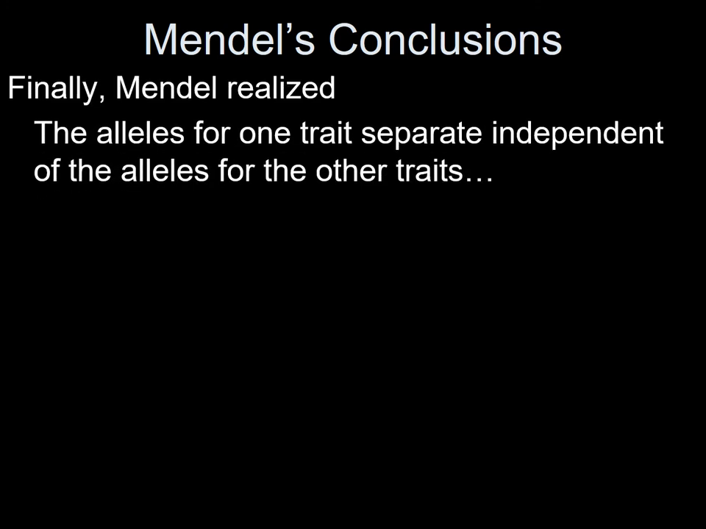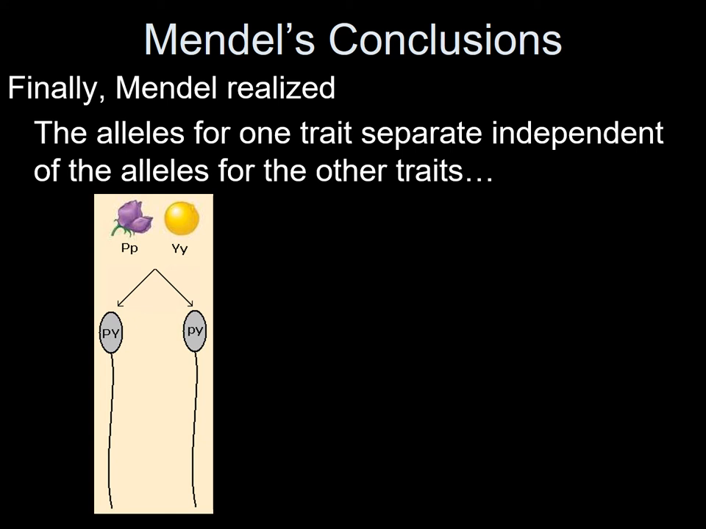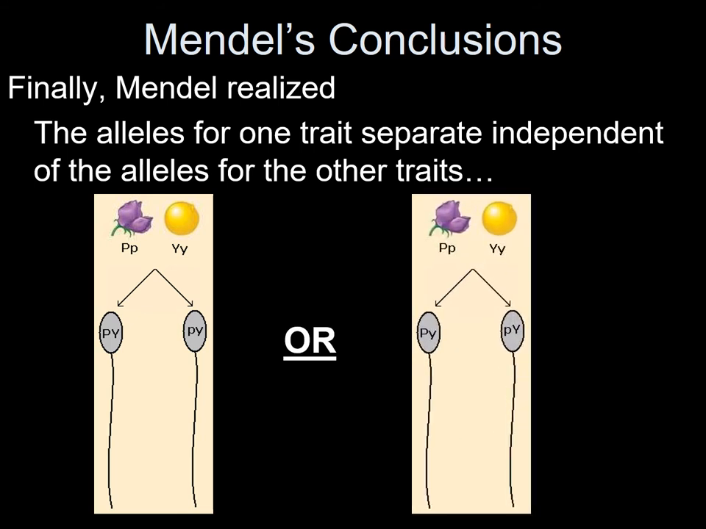Finally, Mendel realized that the alleles for one trait separate independent of the alleles for the other traits. This is kind of the same idea, but if you have a purple flower and yellow seeds, but it's also got the white and the green, are purple and yellow always going to go together, and white and green always going to go together, or can you get a purple and green and a white with yellow, right? He realized that because one allele for each trait goes in each sperm, it can happen this way, or it could happen the other way. So yes, you could get the purple with the green, or the white with the yellow.